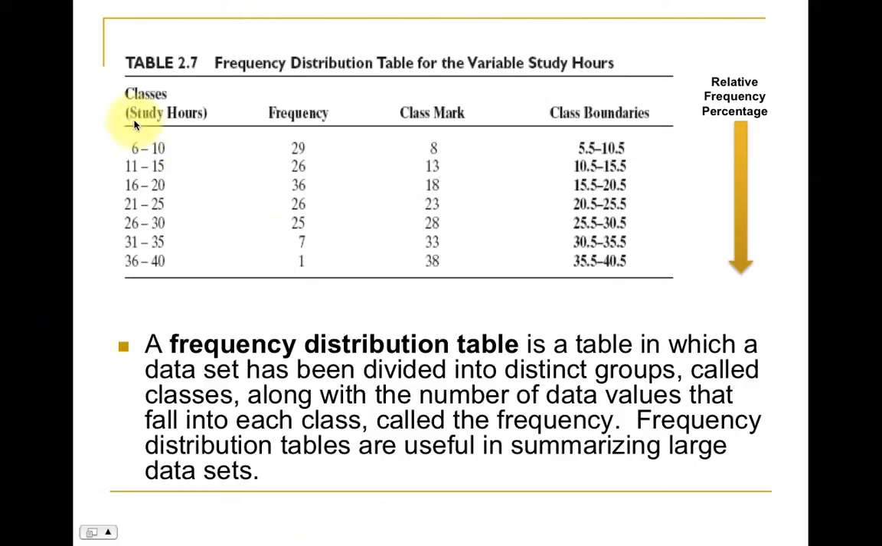Okay, so the meaning of study hours could be the number of hours a student studies per week or something like that. And if you have a collection of students in your sample and you survey these students, you may find that 29 of the sample students studied between 6 and 10 hours per week. And then you would survey the rest of your sample and see how the values fell given your sample values.